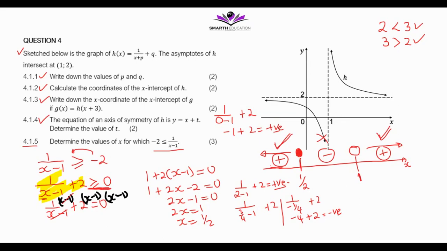So it means our solution is what? The solution will be x less than or equal to 1 over 2, because 1 over 2 is included. See, closed dot. So x less than or equal to 1 over 2, or x greater than 1. 1 is not included, so x greater than 1. This is our solution.